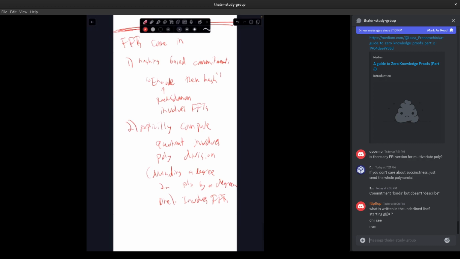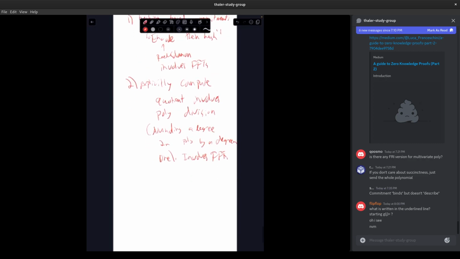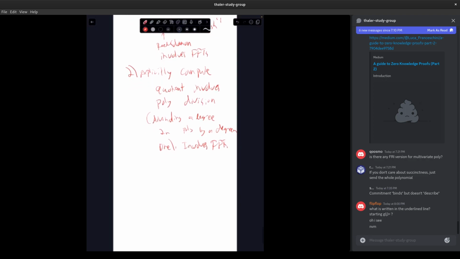Okay. And I'm trying to think if there are any other places it can come in. I think those are the main ones anyway. Maybe I will then talk about what fields we can work over.